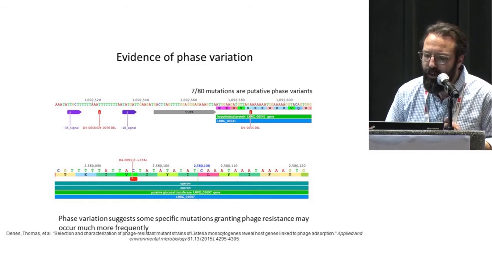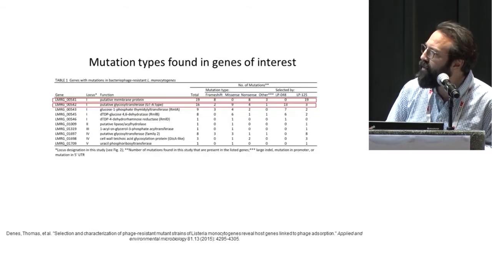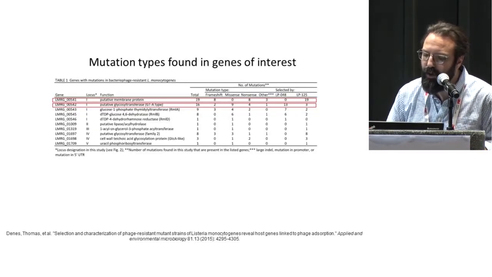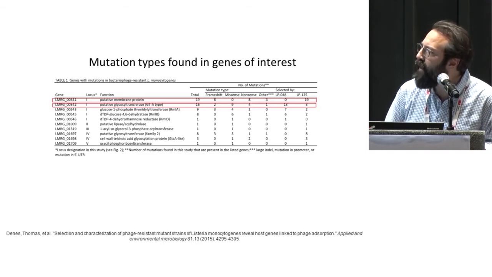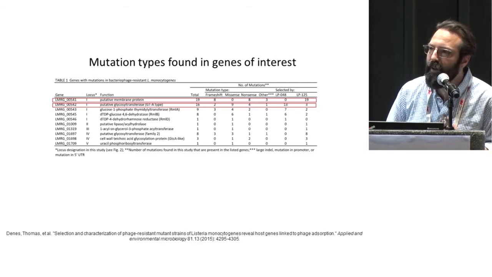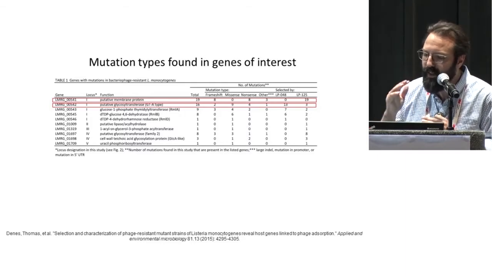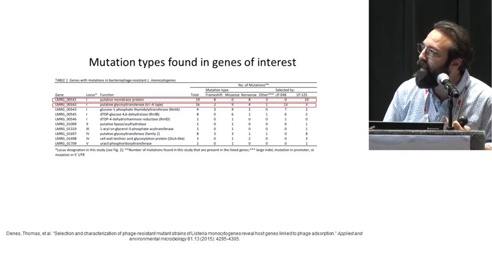They also mapped quite a few of these mutations to 2 genes that were responsible for membrane proteins, which made them suspect that maybe there were changes in the cell wall structure that might then inhibit adhesion of these phage to the Listeria.